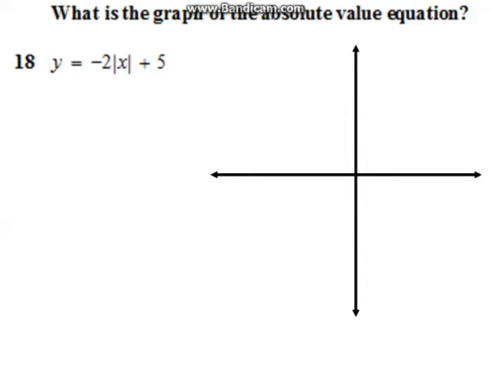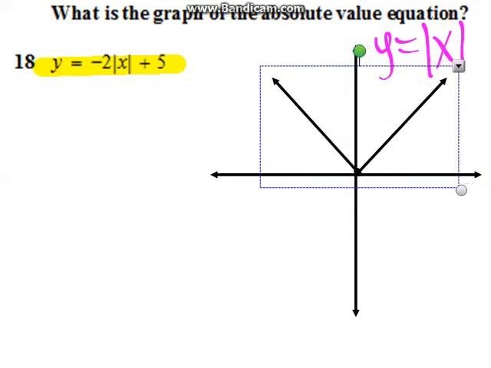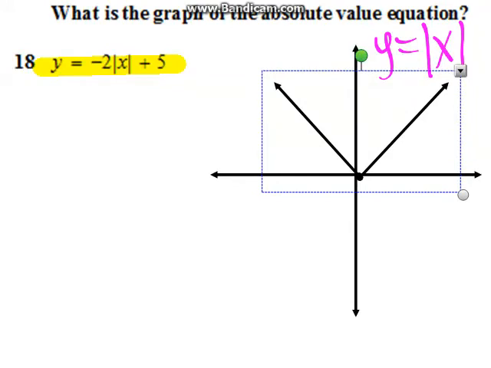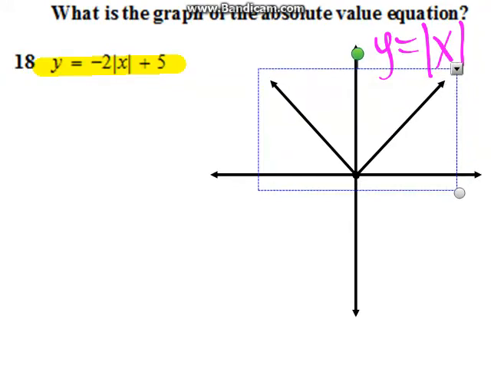Well, you have to think, what is the parent function of this equation? Our parent function is going to be y equals the absolute value of x. And it's going to look like this. It's going to be a V shape, and it's going to run through the origin, and it's going to divide our first and second quadrants into two pieces. Okay, so that's the parent function, and this is where we start.